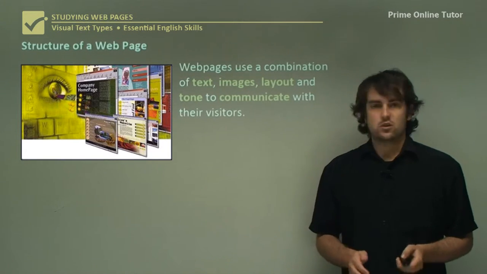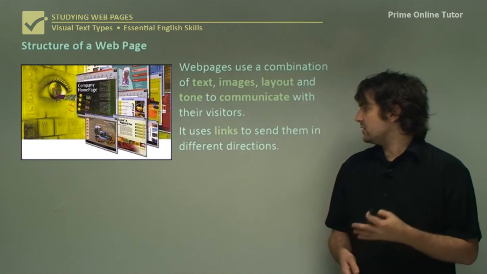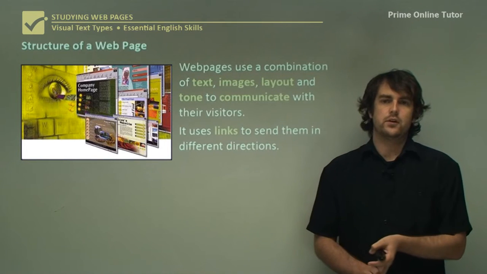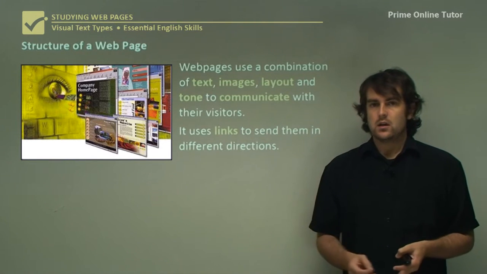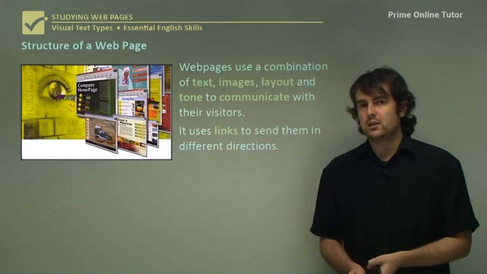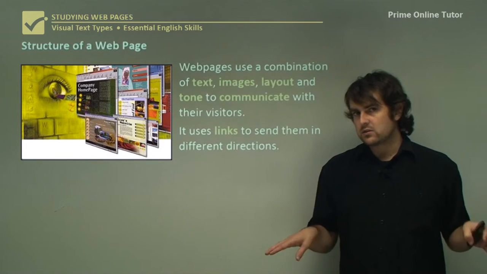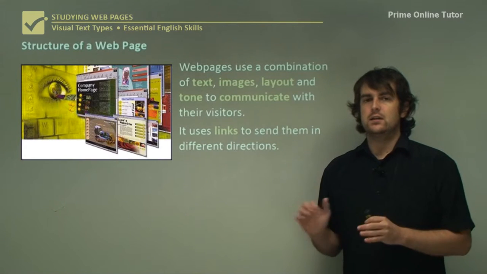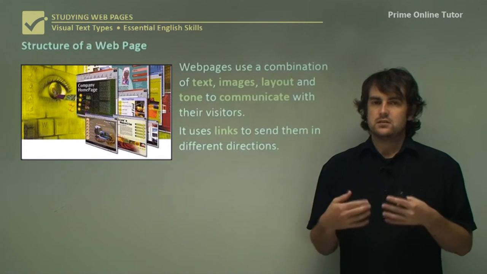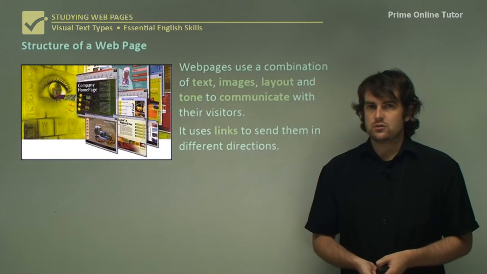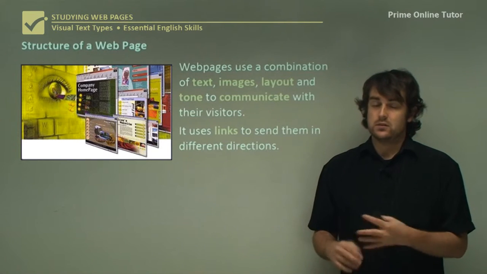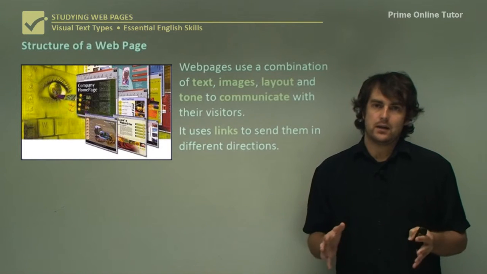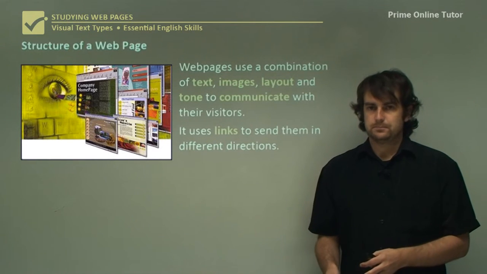Now, web pages are also quite unique because they use links to send people in different directions. So unlike a print advertisement where it might tell you to do something, a web page actually has a more direct link to get you to navigate around the site. And part of what you'll be looking at as well is the kinds of links that are there and the sorts of things that a website is trying to get its users to do, because not all websites obviously are the same. And even all the ones that have a purpose of marketing will do so in different ways.